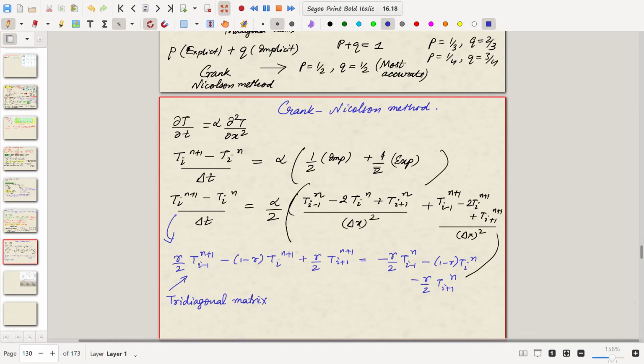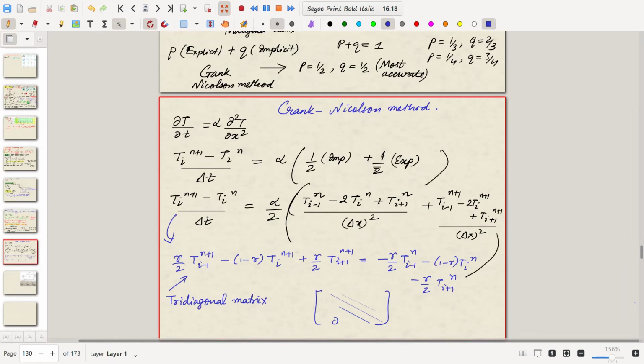So when you put all these coefficients, R by 2 and 1 minus R, in their respective places, that turns into a matrix. Before, I gave you a matrix for finding the temperature at each point. If you put these values, it will be a tridiagonal matrix. What is a tridiagonal matrix? It will have diagonal elements, one above the diagonal, and one below the diagonal. All other things will be 0. This is a tridiagonal matrix.